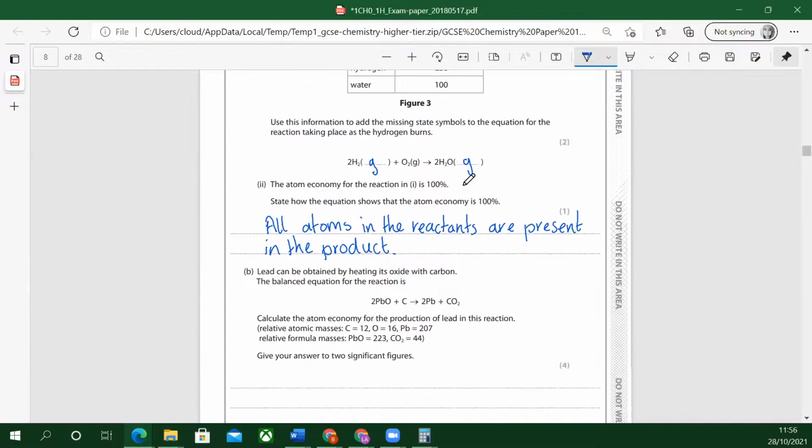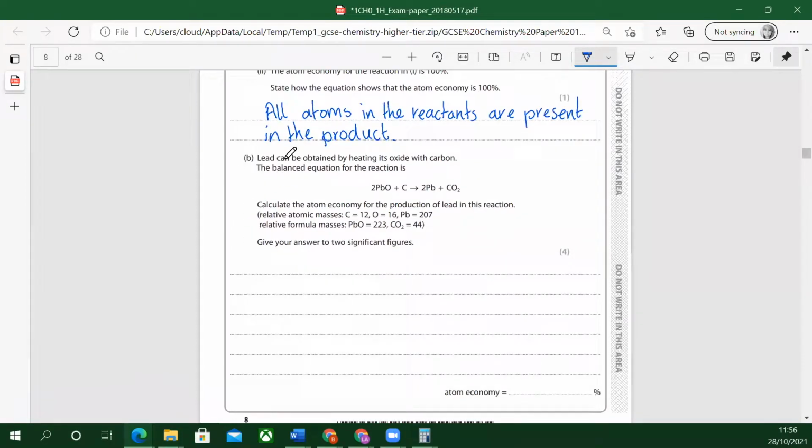Let's have a look at the next one. Lead can be obtained by heating its oxide with carbon. The balanced equation for the reaction is 2PbO, Pb stands for plumbum, like plumbing, lead pipes, plus C, carbon, goes to 2Pb, so lead, plus CO2, carbon dioxide. Calculate the atom economy for the production of lead in this reaction. The relative atomic masses and relative formula masses are done for us.